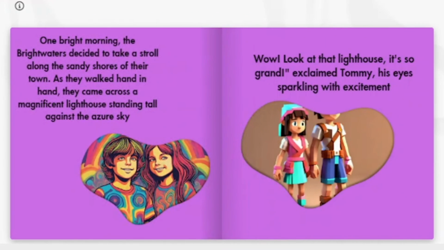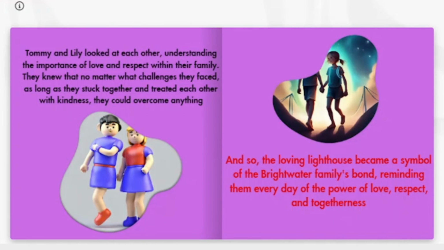One bright morning, the Brightwaters decided to take a stroll along the sandy shores of their town. As they walked hand in hand, they came across a magnificent lighthouse, standing tall against the azure sky. "Wow! Look at that lighthouse! It's so grand!" exclaimed Tommy, his eyes sparkling with excitement. Tommy and Lily looked at each other, understanding the importance of love and respect within their family. They knew that no matter what challenges they faced, as long as they stuck together and treated each other with kindness, they could overcome anything. And so, the Loving Lighthouse became a symbol of the Brightwater family's bond, reminding them every day of the power of love, respect, and togetherness.